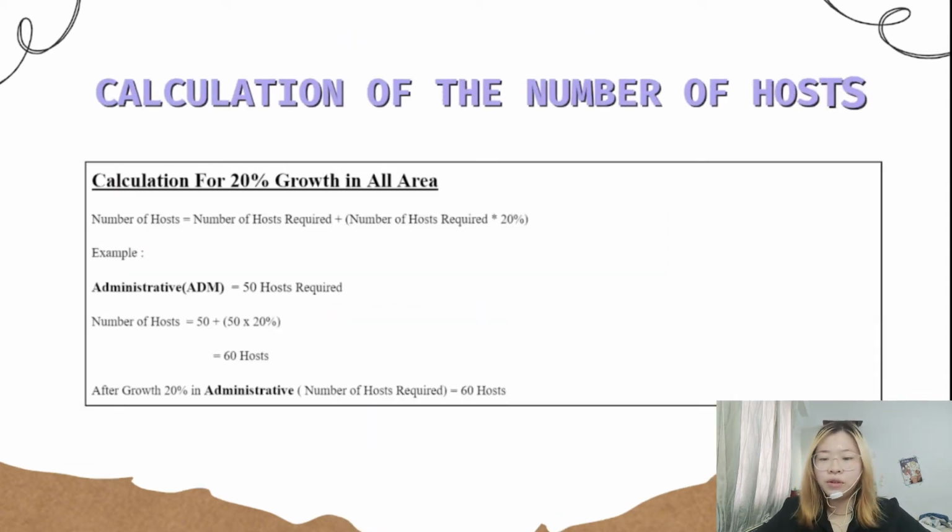Next, I will talk about the calculations of the number of hosts. We need to calculate for 20% growth in all areas. The formula for the number of hosts is the number of hosts required plus the number of hosts required times 20%. For example, administrative requires 50 hosts, so the number of hosts is 50 plus 50 times 20%, which equals 60 hosts. So after growing 20%, administrative is 60 hosts.